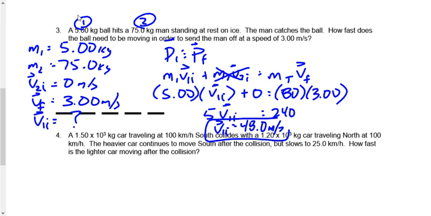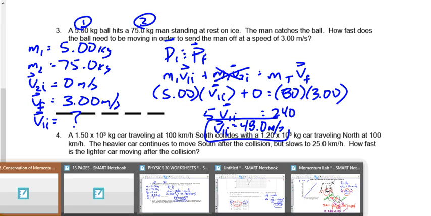Why? Because our mass increased a lot. Same momentum, velocity goes down by a ton, well then it must be because the mass went up by a ton. Got it? Yeah? All right, let's take a look at an example here.